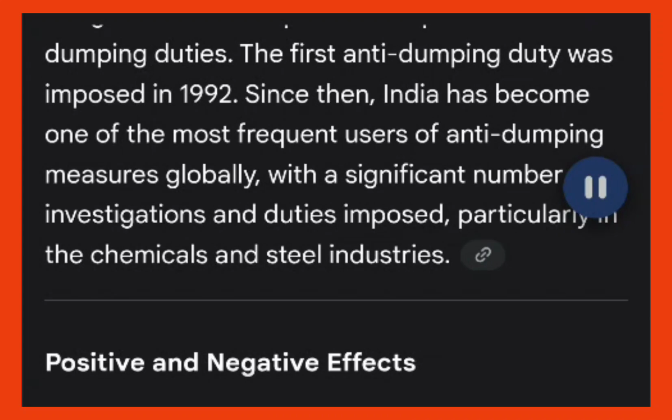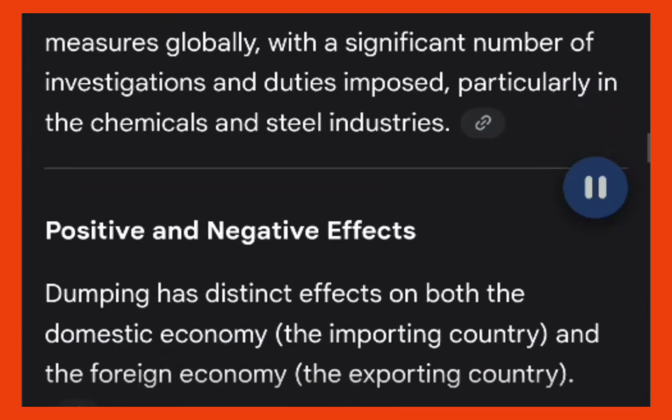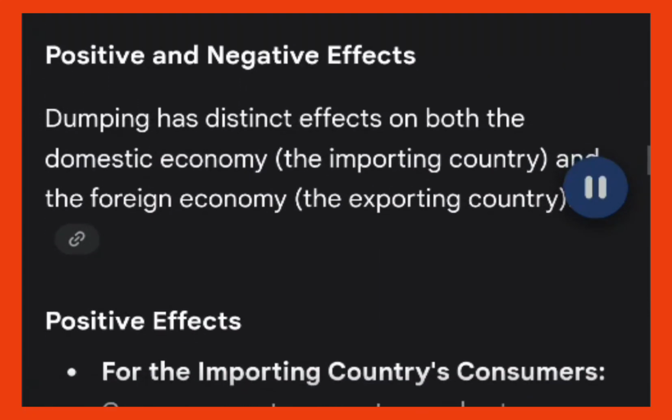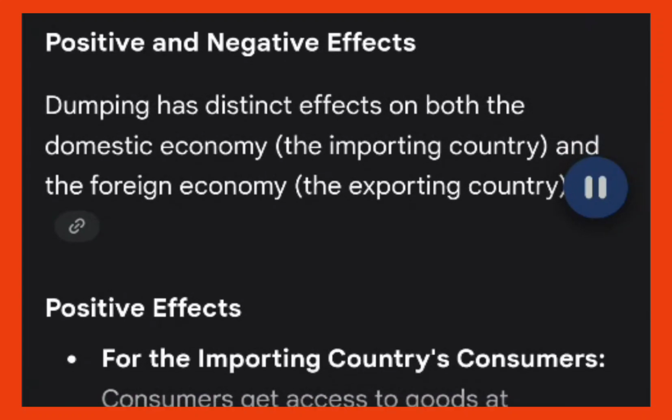Since then, India has become one of the most frequent users of anti-dumping measures globally, with a significant number of investigations and duties imposed, particularly in the chemicals and steel industries. Positive and negative effects. Dumping has distinct effects on both the domestic economy, the importing country, and the foreign economy, the exporting country. Positive effects.